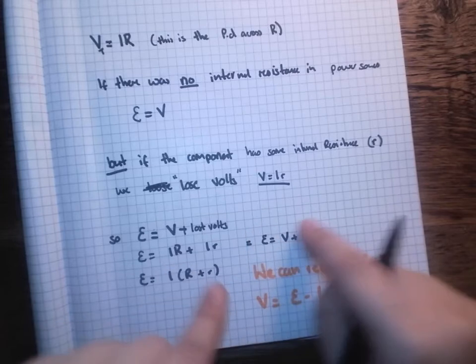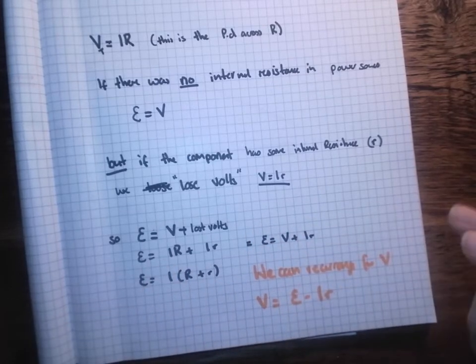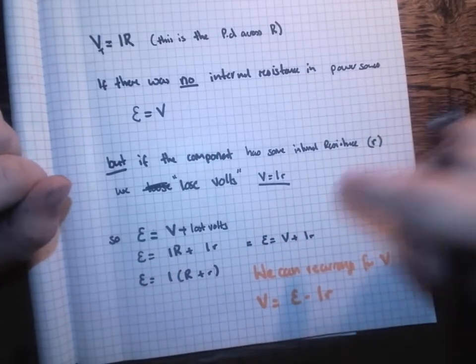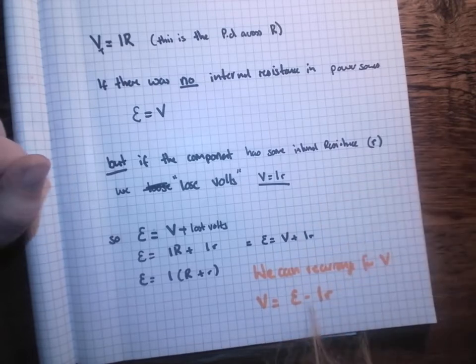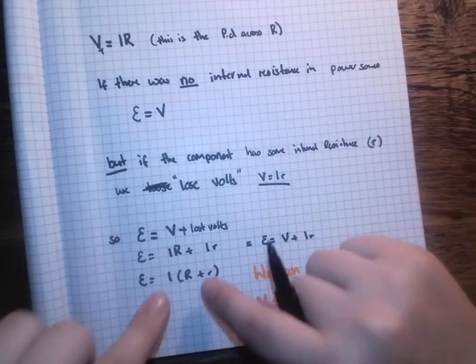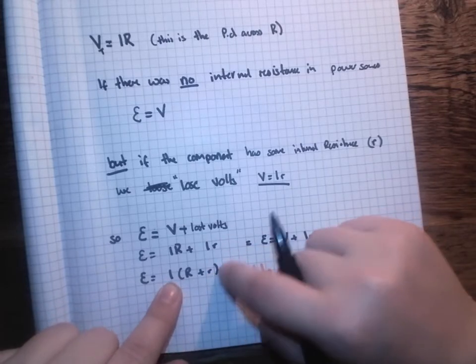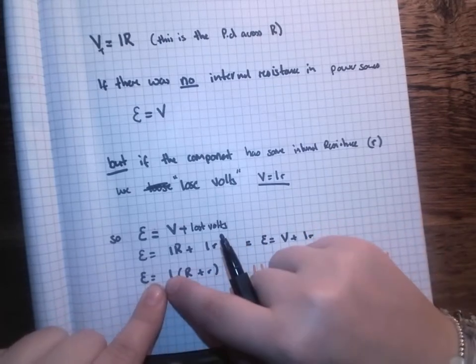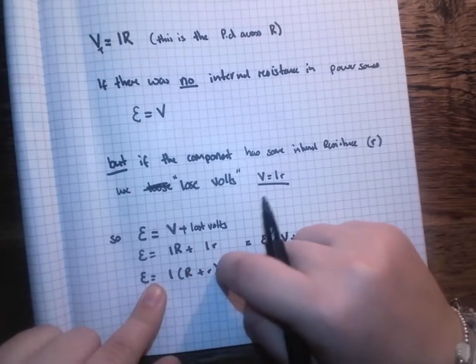Sometimes they like to put this in different ways. They sometimes just like to confuse you a little bit, and they might not give you the resistance, they might give you the voltage instead. So just watch out for what values they have given you. Again, you sometimes do see the equation with the I outside of the brackets and then R plus little r.